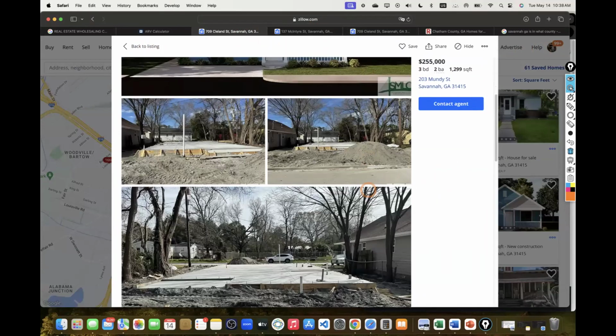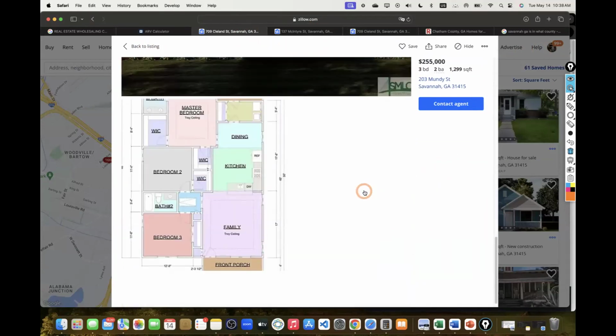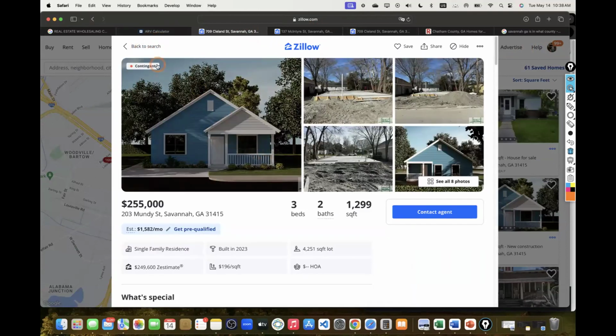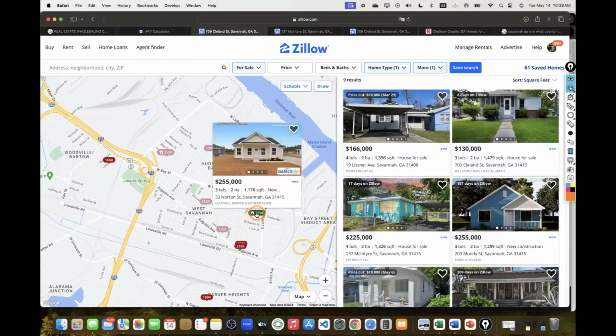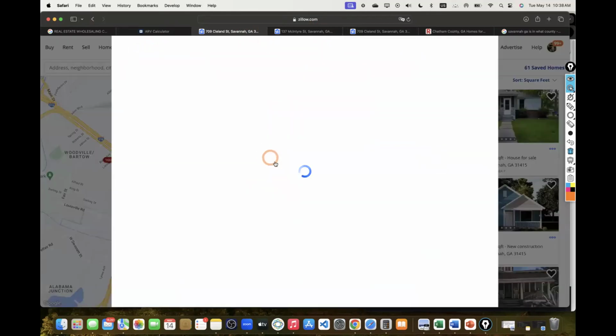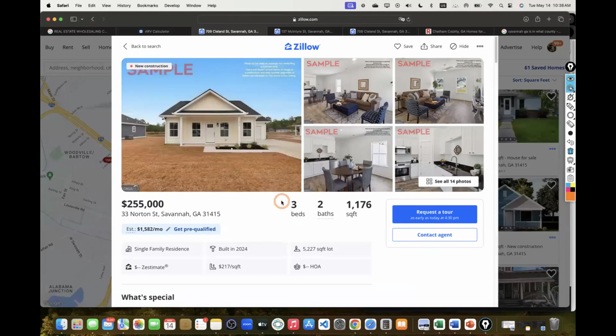But off the bat, if I show the pictures and what it looks like inside, they don't have anything because it's still probably building. So they're just showing you what the potentials are. But that's selling for 255. This one, same thing. This is a 2023, 2024 build.